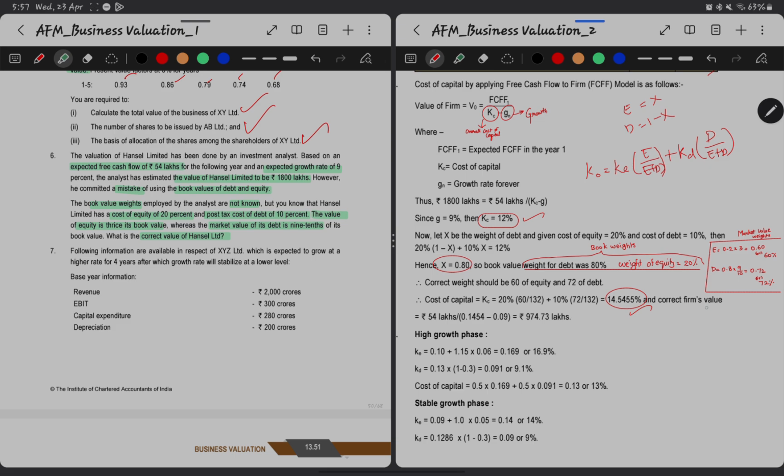And the correct value of the firm we can also find out. We know that the free cash flow is 54 lakhs, so 54 divided by KO minus G, where KO is 14.5455 minus the growth rate, which we know is 9%. So it will give us the value of the firm, which is 974.73 in our case. Thank you.